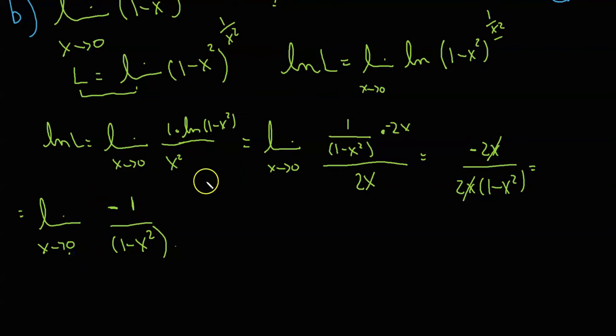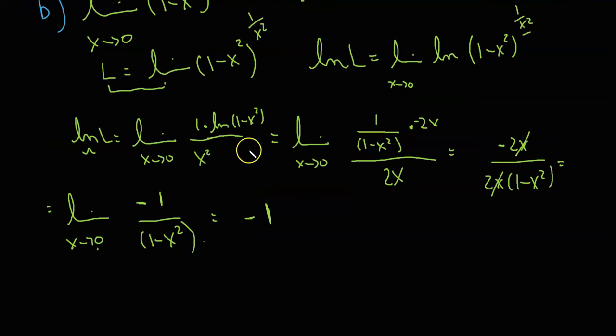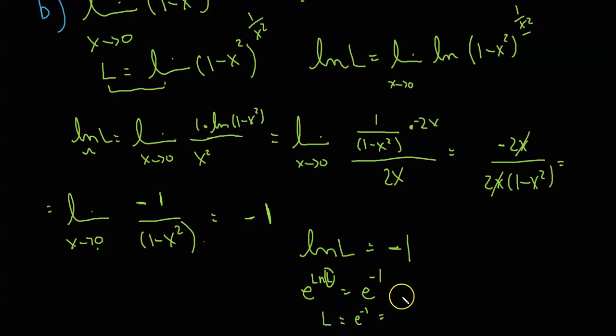And if we actually plug in 0 here, we can get a real value. So we'll get negative 1, right? And let's not forget this is on the left side always. So ln L is equal to negative 1. Now we can solve for the real limit by putting Euler's constant e to the power on both sides. So e to the ln L is equal to e to the negative 1. When you use the exponential function on the ln, they both cancel out, so you're just left with the exponent there. L is equal to e to the negative 1, which is 1 over e.